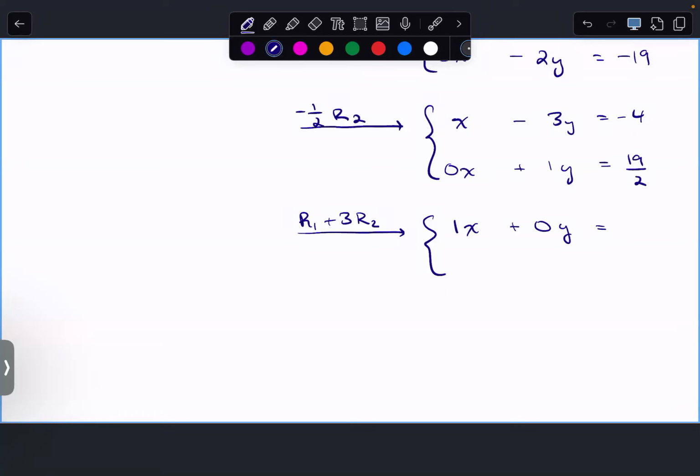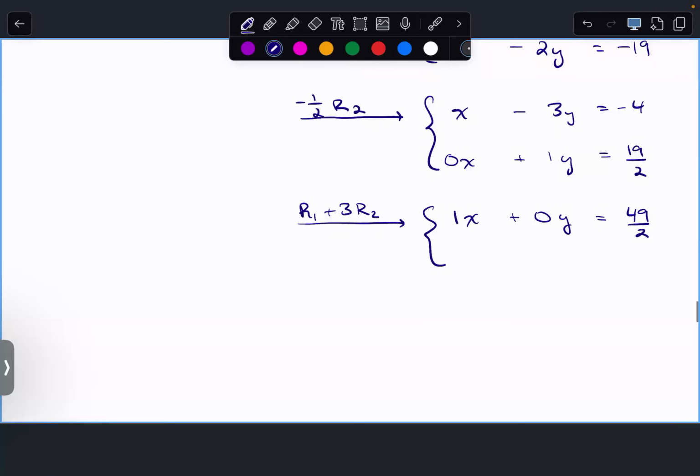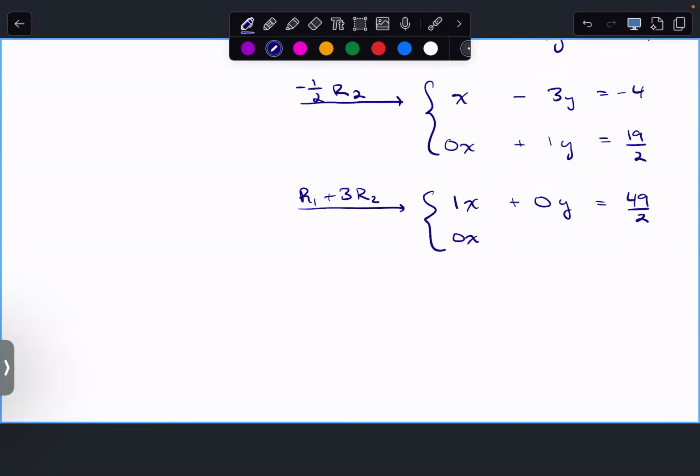But I need to pay attention to the -4. So -4 plus 3 times 19 over 2. That's not the easiest math, but your calculator will just do the fraction. So just make sure that your calculator settings are all good, and you're able to add that fraction easily to get 49 over 2. Then row 2 is unchanged. 0x plus 1y is 19 over 2.